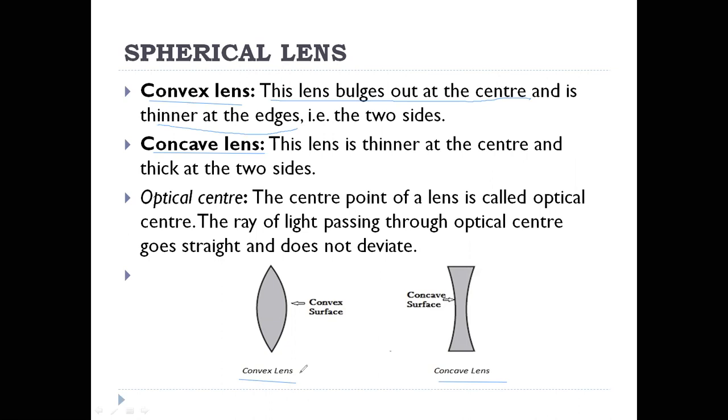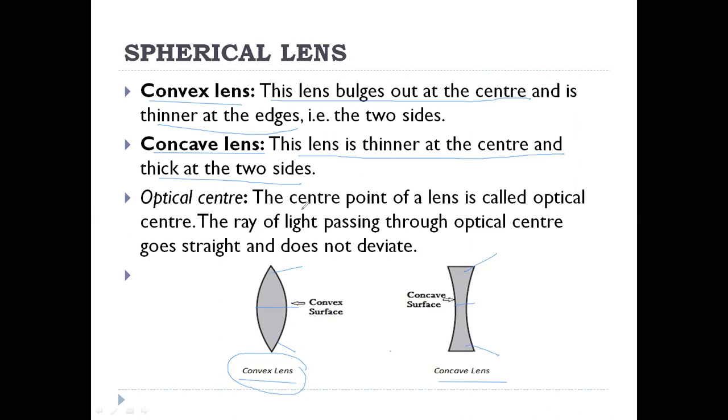So the lens which is thin at the edges and thick from the middle is called the convex lens. And this lens is thinner at the center and thick at the two sides, means it is thinner from the middle and thick from the edges. So this is called concave lens.